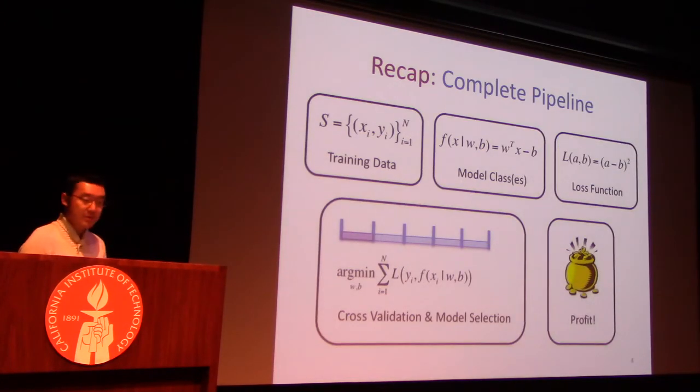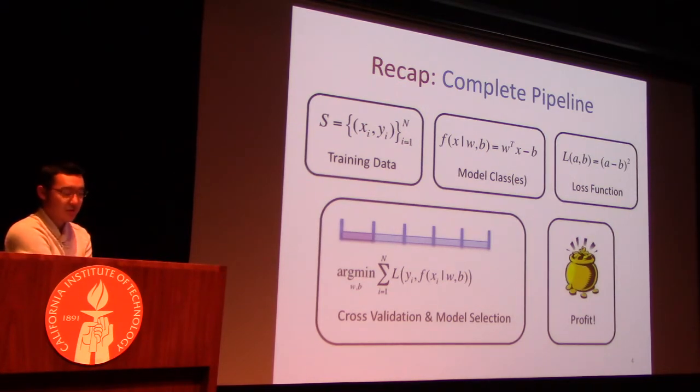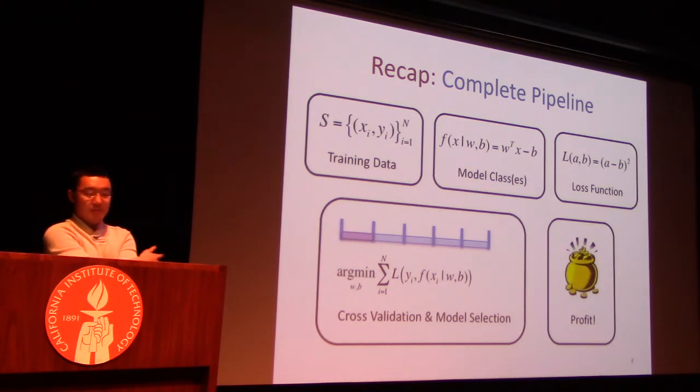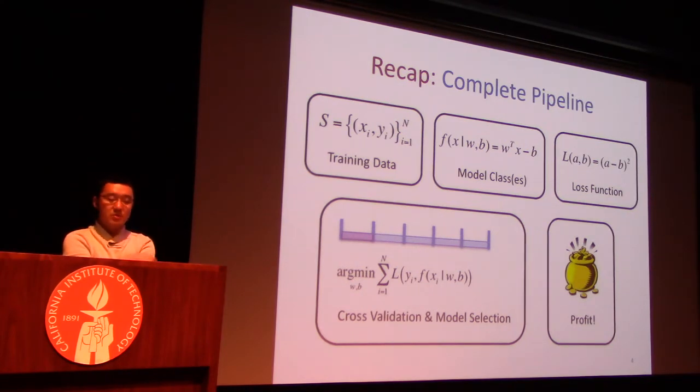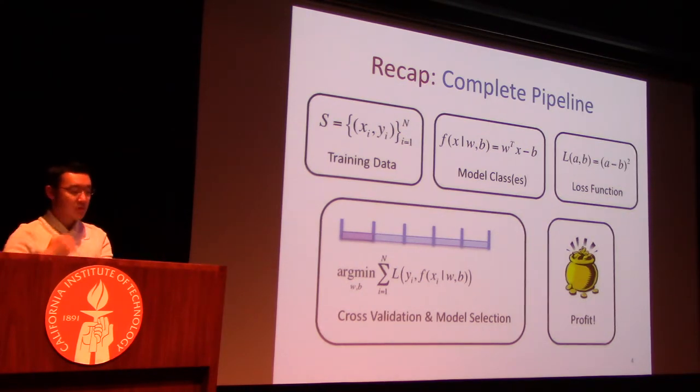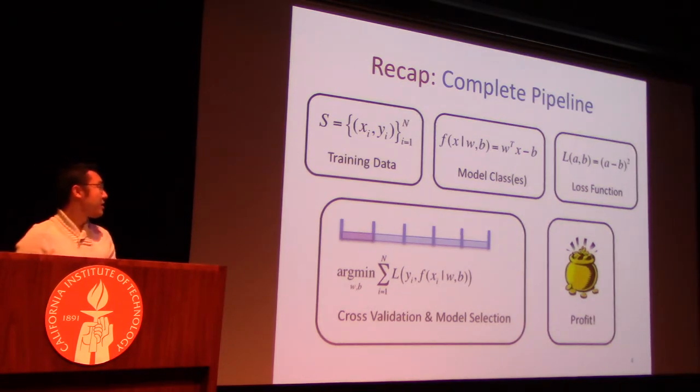Okay, and so this is the complete pipeline that we talked about by the end of last lecture. We have training data, we pick a model class, we pick a loss function, we solve this optimization problem. We may need to do some sort of validation to get an approximation of the test error, we may need to do model selection. We'll talk more about what model selection means in the upcoming lectures. And that's basically the entire pipeline for supervised learning.